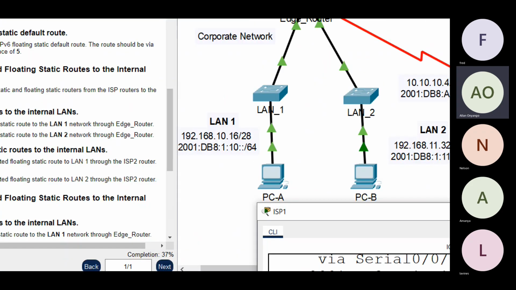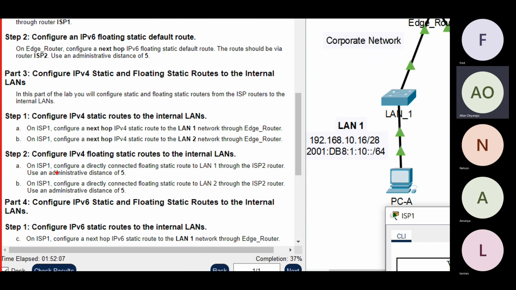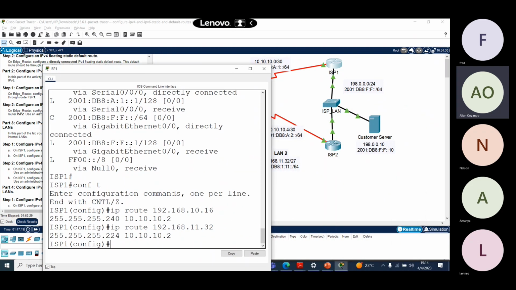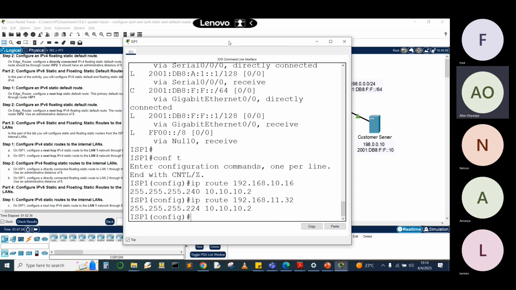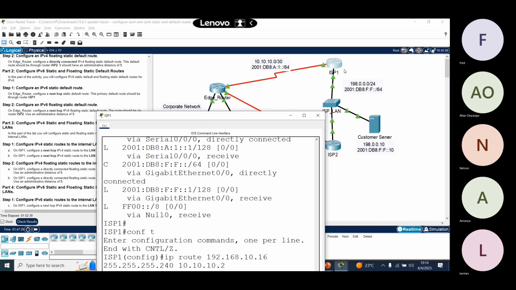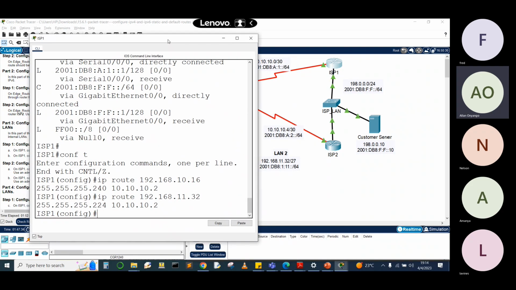So step 2 of part A says that on ISP1, configure a directly connected floating static route to LAN 1 through the ISP2 router and use an AD of 5. All right. So this time around, we're doing a directly connected, which means we use an exit interface on ISP1. So here on ISP1, since this is directly connected, we need to know what the exit interface is. And we can actually see that right here.